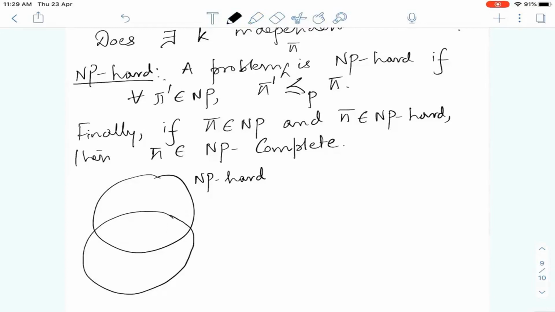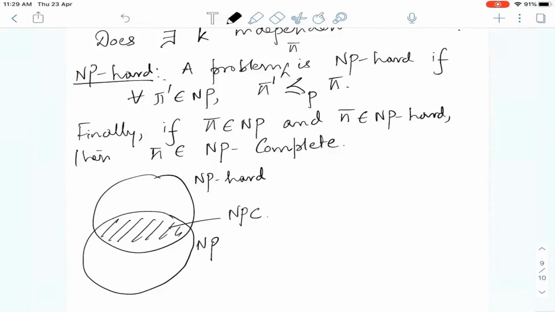Absolutely. Yeah, very good. This is NP. Yeah, sorry about that. Okay. So this intersection is what we call NPC. So this is NPC. Okay. Good. So now, we have done all these definitions.